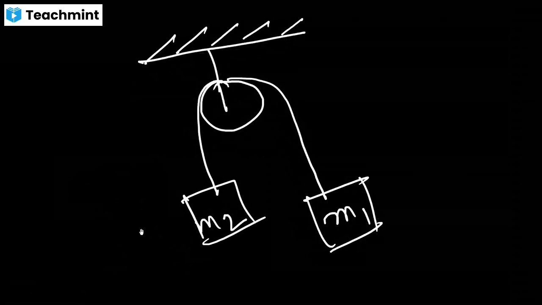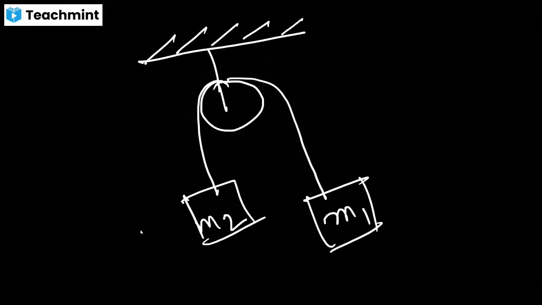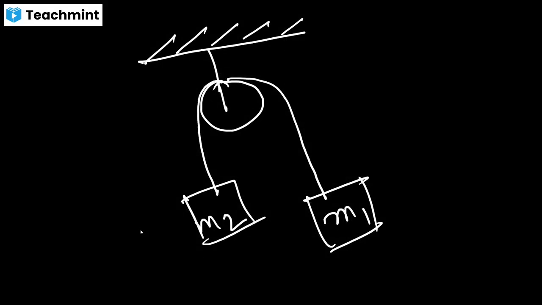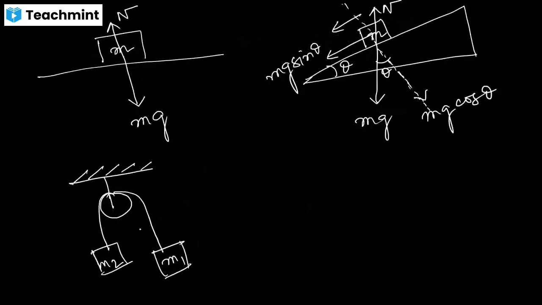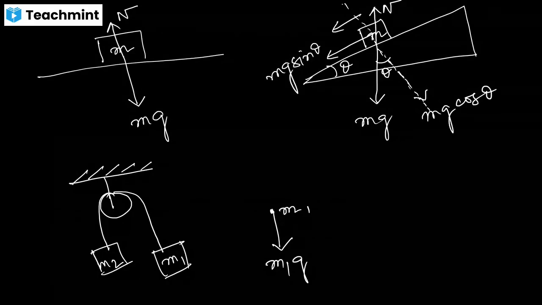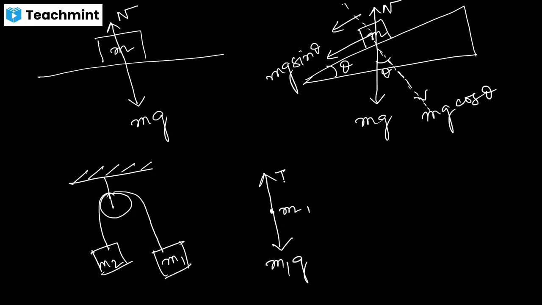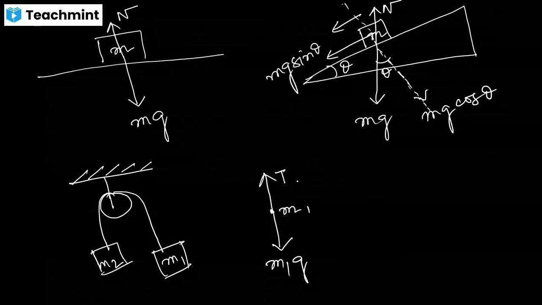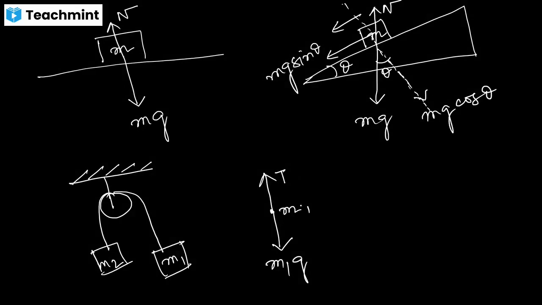So I want to draw the free body diagram for these two masses. In this case, if you assume this as a point mass M1, the weight is acting in the downward direction, this is M1 into G, and the tension force is working in the upward direction, this is T. Okay, for M1 we have drawn it.